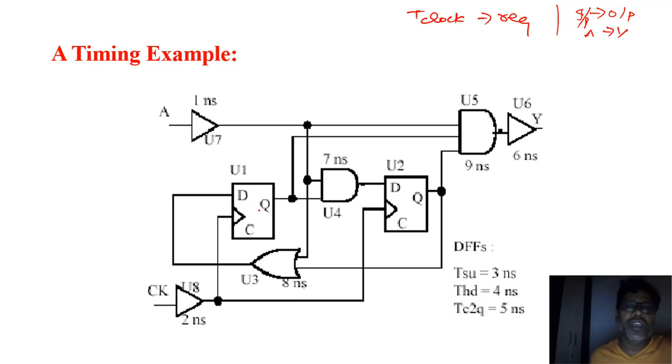Now let's look into this. When I say reg to reg, what you could see here is, from reg U1 to U2, you have a path. From the output of this one, it can go through this gate U4 and reach another register U2. This is one path, right? Similarly, the output of this register is an input for the next register U1. So you can also have one more path here. So one path, two paths, three paths.